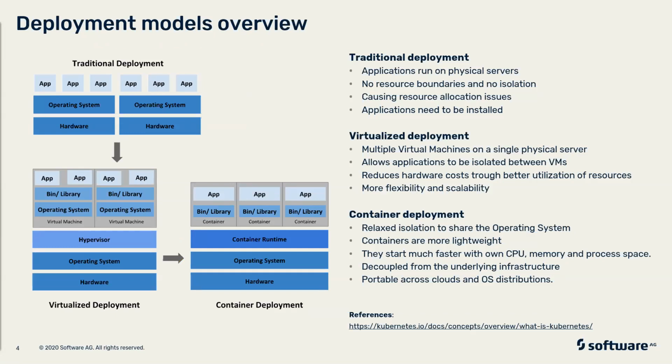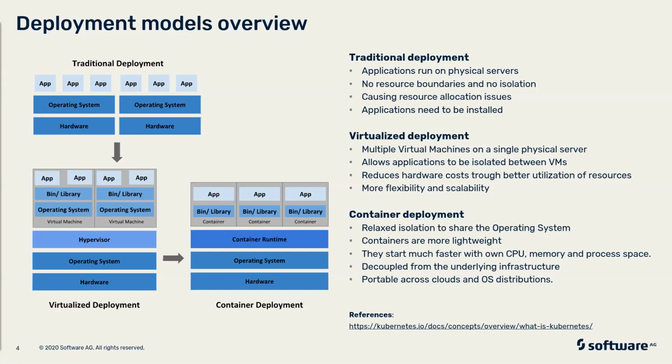A quick recap. Maybe the majority knows about that, but I still want to build up the storyline here. We have traditional deployments that our customers are quite familiar with. It means applications run on physical servers. There are no resource boundaries. There's no isolation between the applications that are running on this machine. This can then cause resource allocation issues. And one important topic: applications need to be installed. They are all installed on this machine, and these installations and configurations, after many years, need to be tracked, monitored and administered.